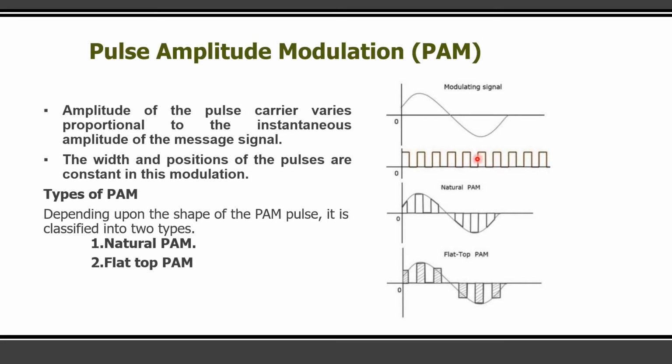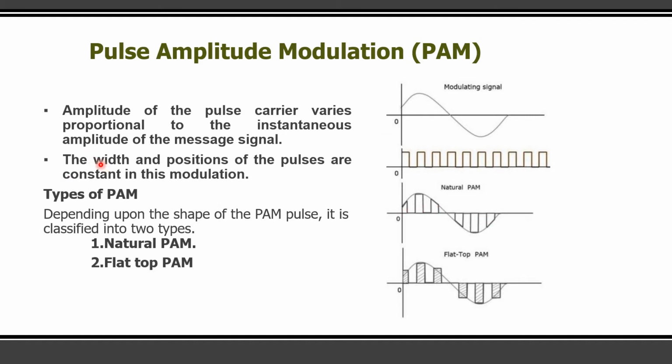So what is the main difference between pulse amplitude modulation and amplitude modulation? For the message signal there is no difference; only the carrier signal differs. Here we are using a pulsed signal, whereas in amplitude modulation we utilize a sine wave. When we perform pulse amplitude modulation, the amplitude of the pulsed carrier signal is varied with respect to the message signal. The third signal represents the PAM signal, the pulse amplitude modulated signal.